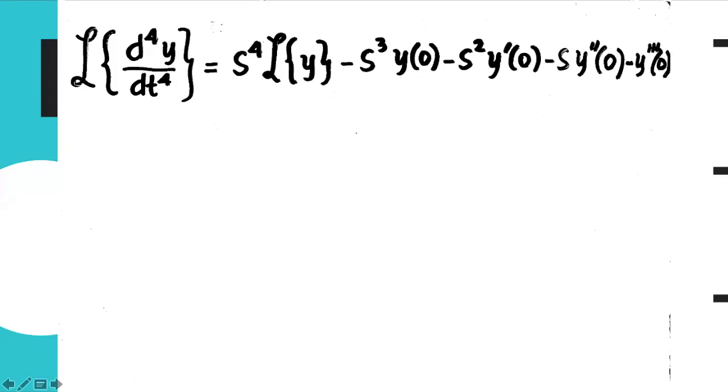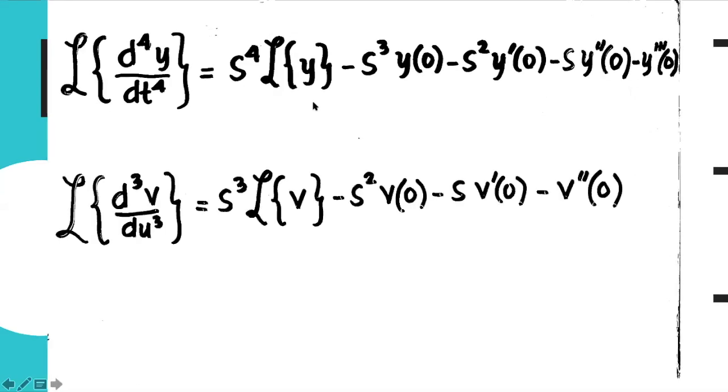Tandaan niyo ha, yung last term mo is nabawasan kumbaga yung order ng derivative, di ba? So, ito, fourth derivative. So, ibig sabihin, ang last term mo, hinahanap yung value ng third derivative kung saan yung t is equal to 0. Okay? Ganun lang. Okay, let's try another example.